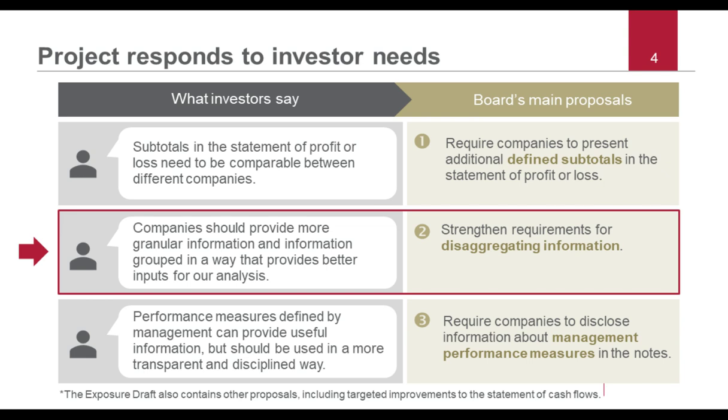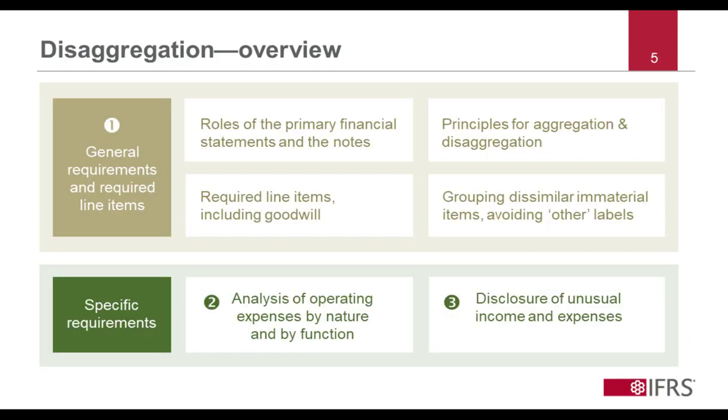The second was a concern about the quality of disaggregation in the financial statements, including disclosures of unusual income and expenses, and that's what we'll be discussing in today's webinar. And then the third message from investors was about the need for more transparency and discipline for management-defined performance measures or non-GAAP information. We will discuss those proposals in detail in a future webinar.